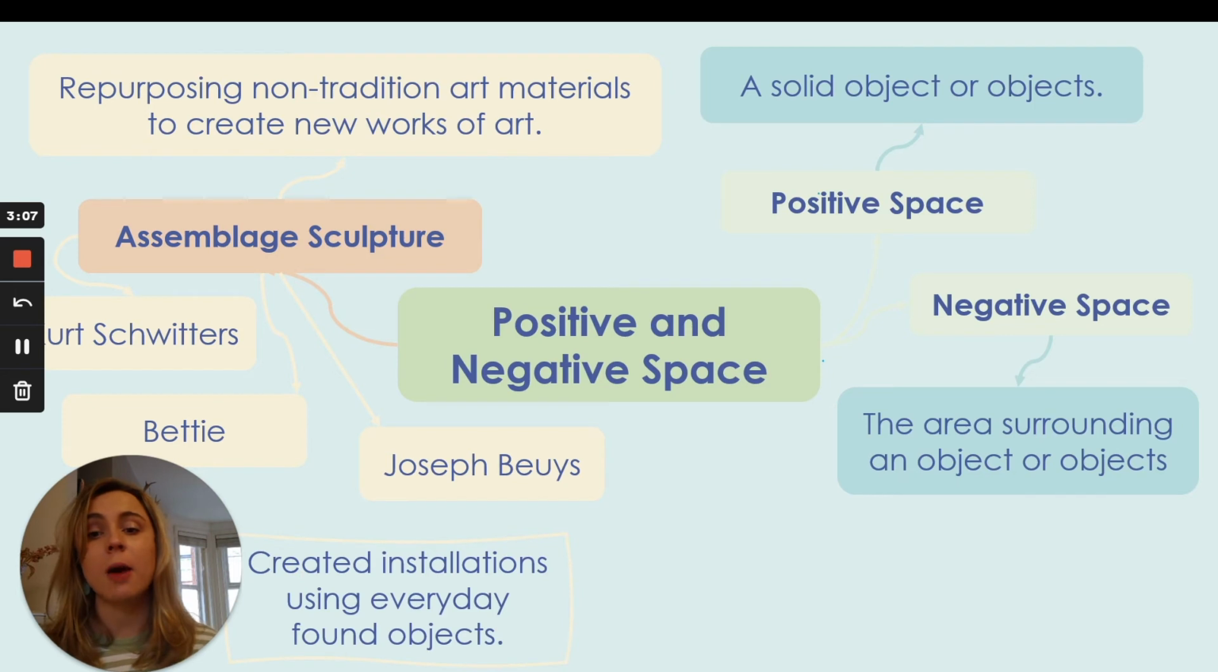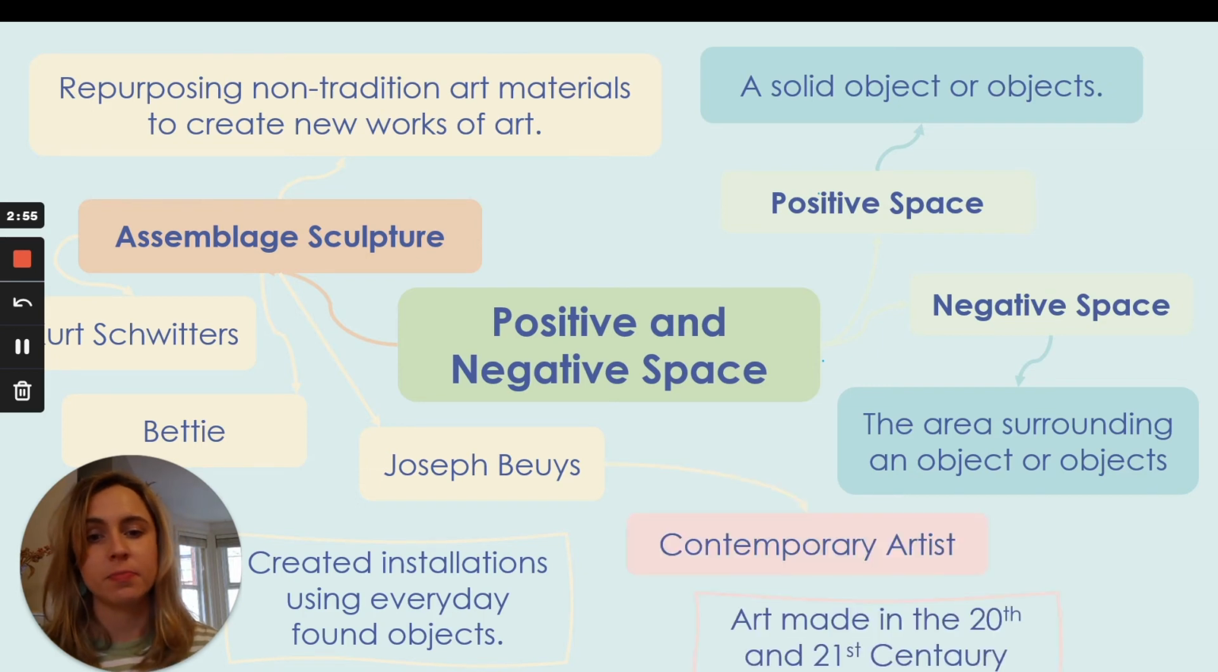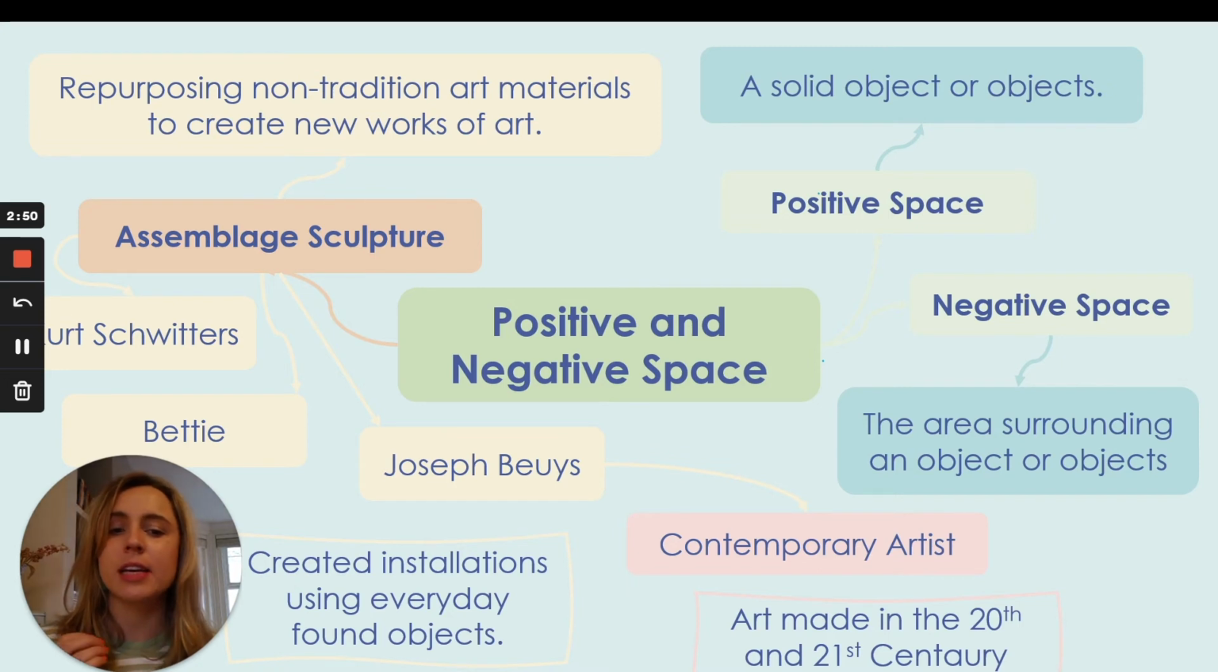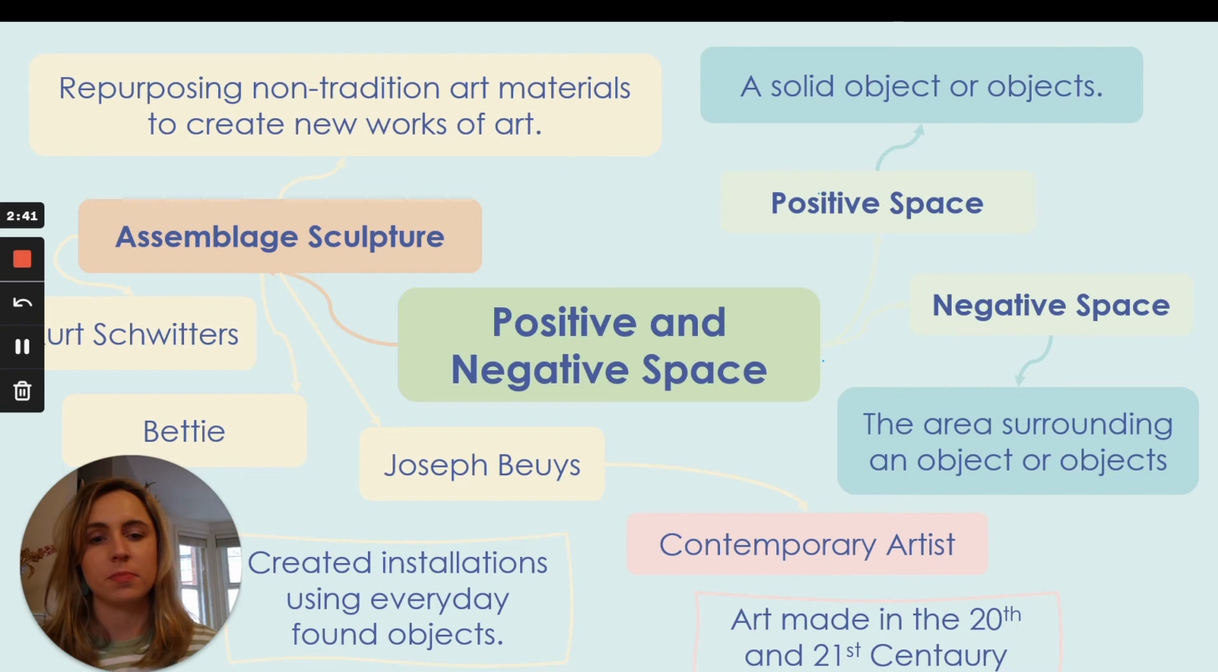We're going to add a couple more bits to your mind map. So off Joseph Beuys, I would like you to add that he created installations using everyday found objects. And I'd also like you to add the fact that he was a contemporary artist. And what that means is it's artwork that is made within the 20th and 21st century. You can pause this video to make sure you've gotten down all of those terms.